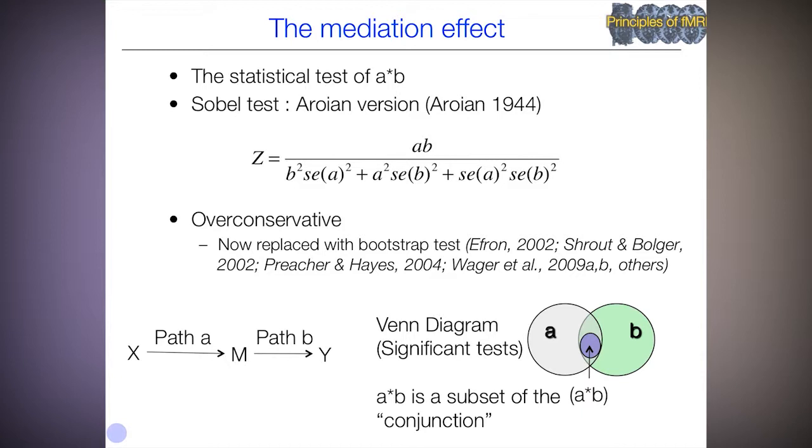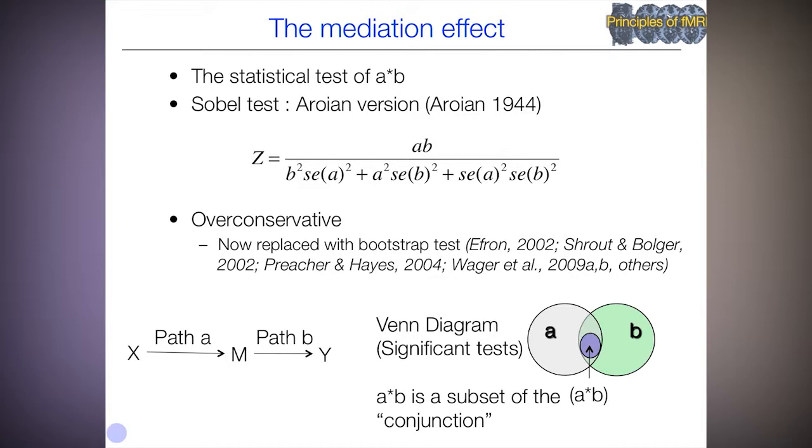about the families. This is a Venn diagram of the families of all the possible significant tests. So what you see here in the one circle marked A is the family of all the tests that have a significant path A effect. And the green circle is all of the tests that have a significant path B effect. And a certain subset of them will overlap. You'll get A and B, the conjunction.